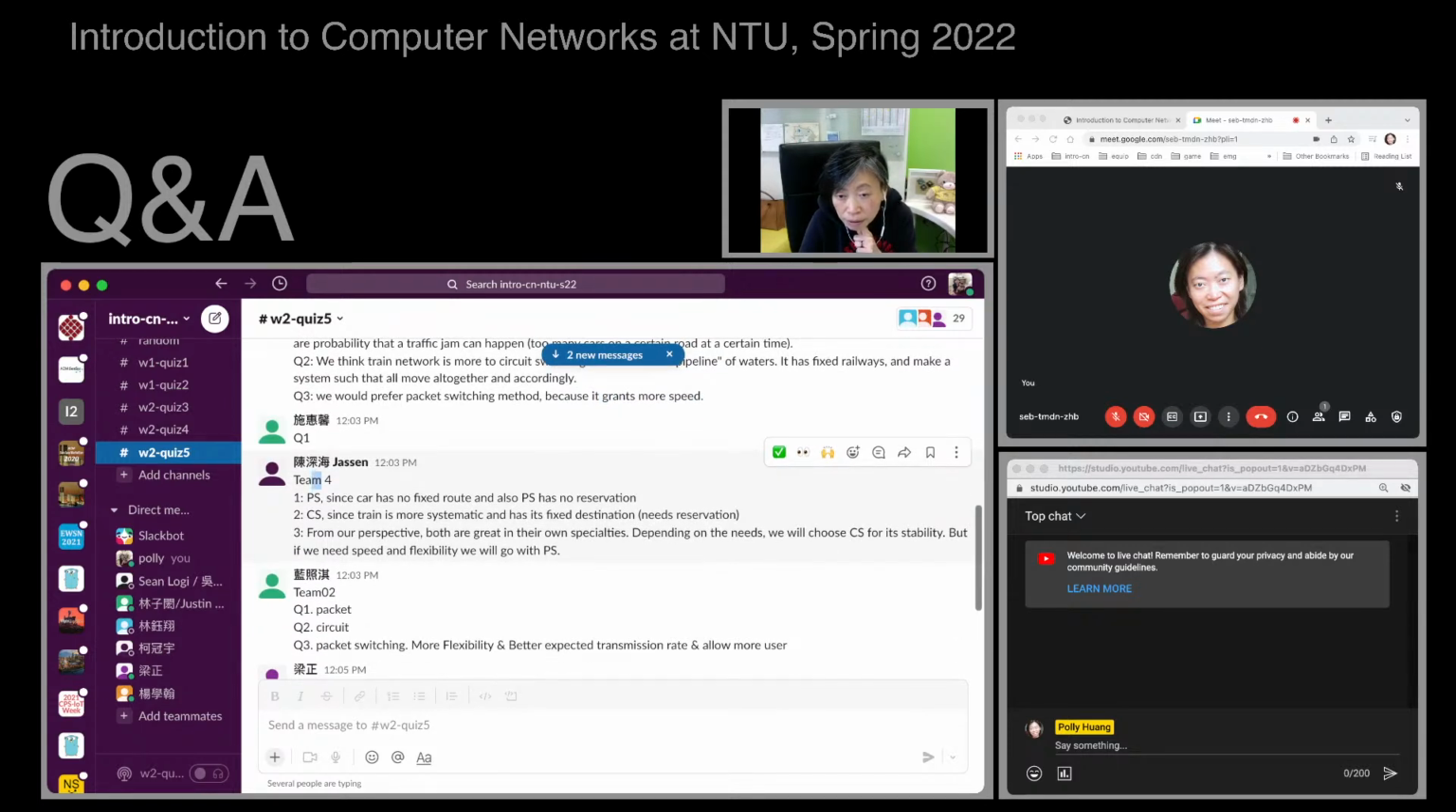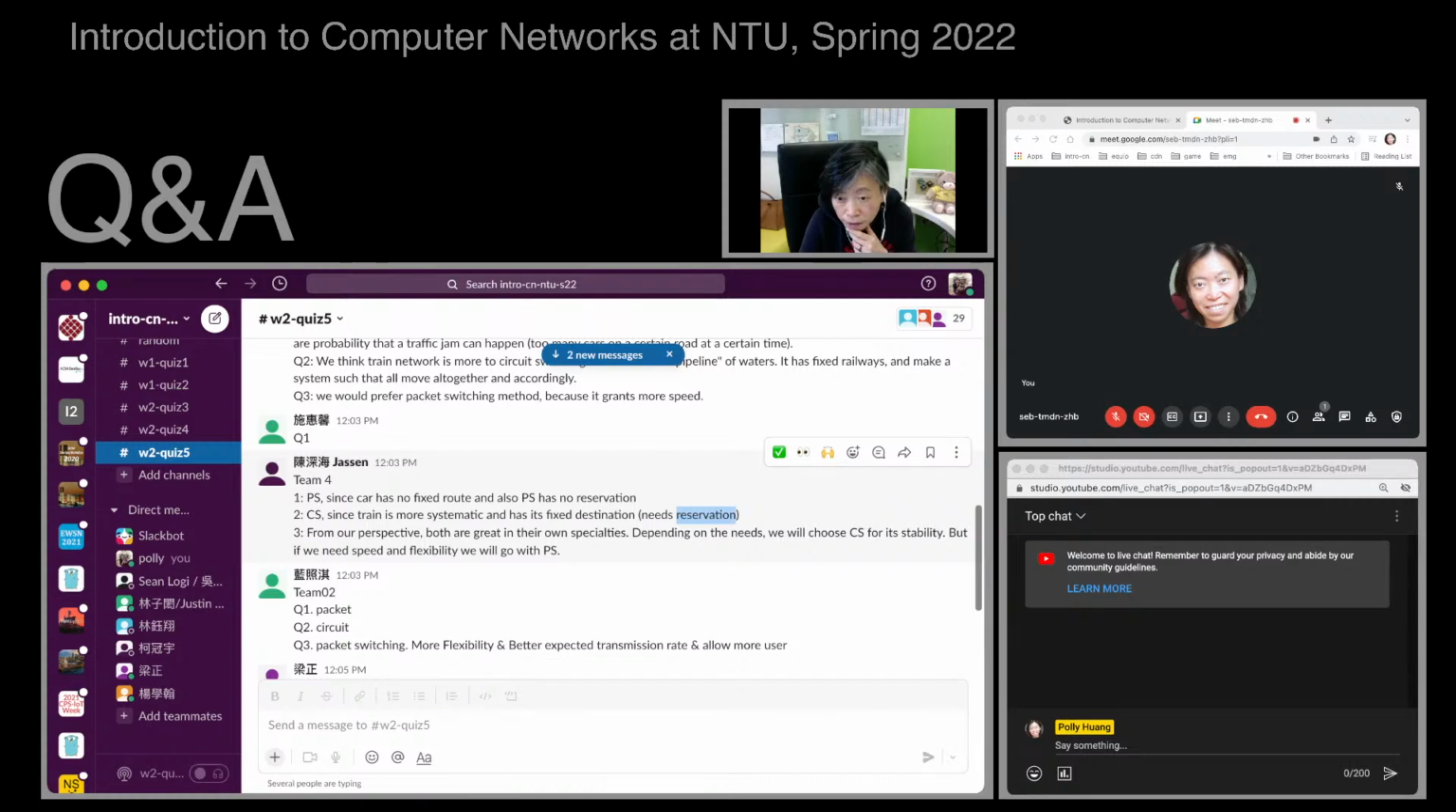Team 4. So Team 4 is like Team 1. Car network is a little bit packet switching. There's no fixed route, there's no reservation. Circuit switching for the train network is a fixed destination, fixed schedule. So it's like reservation based.